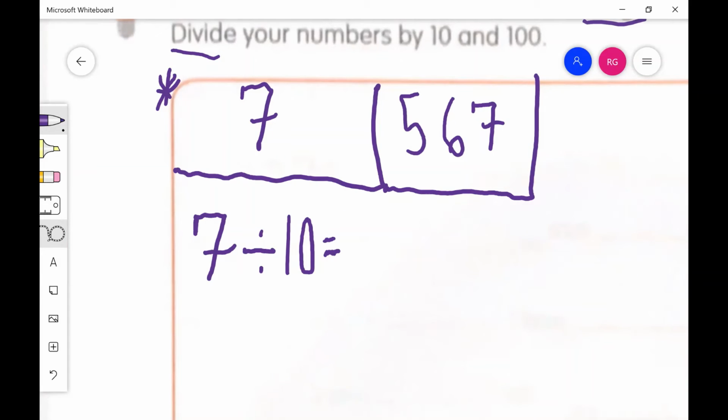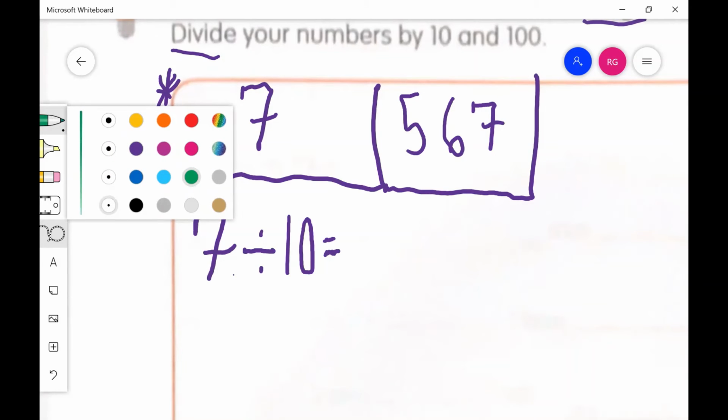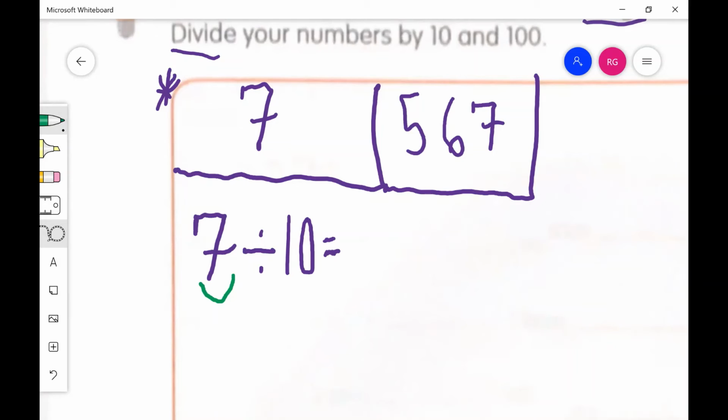So what do I say there? What's the answer to 7 divided by 10? I need to move my decimal 1 place to the left. Okay, so what is the answer? Anybody? 0.7. Thank you very much.